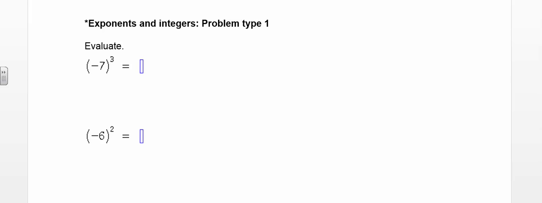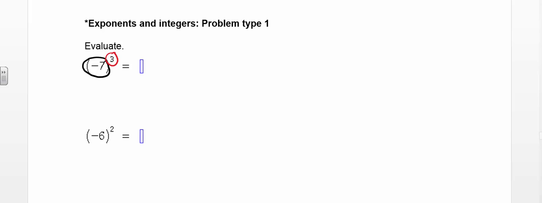Here we're working with exponents and integers. So let's take a look at what we have here. We're asked to evaluate the quantity -7 to the third power. So if you take a look, I have my -7 in parentheses. So that means my entire -7 gets multiplied out by itself 3 times.